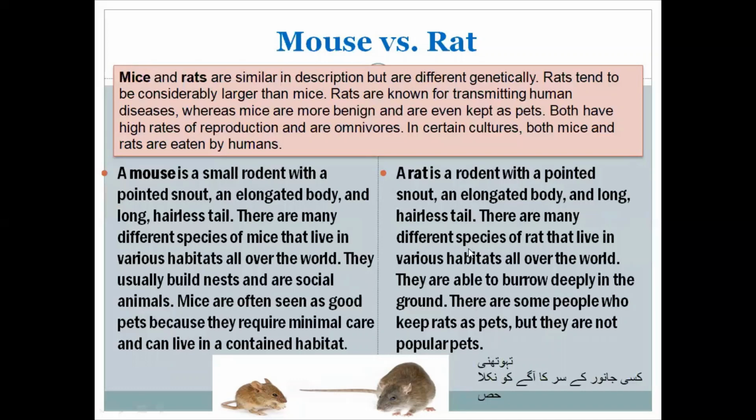So there are many different species of rat that live in various habitats all over the world. So they are able to burrow deeply in the ground. They can go inside the earth. जमीन के बहुत अंदर जा सकते हैं. And there are some people who keep rats as the pets, but they are not popular pets. बहुत सारे लोग इन जानवरों को पालते हैं, इन rats को पालते हैं, मगर they are still not popular.